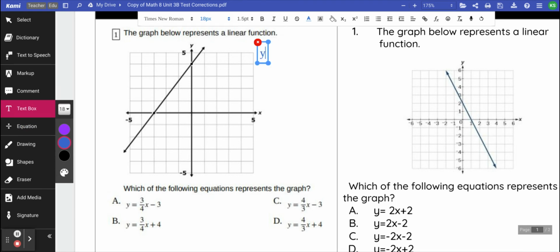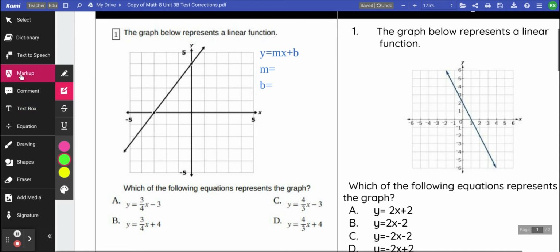And if we remember, that's y equals mx plus b. So we want to put it in that form. We need to figure out what m is equal to and what b is equal to. Okay? And remember, m is our slope and b is our y-intercept. So let's look at this graph.